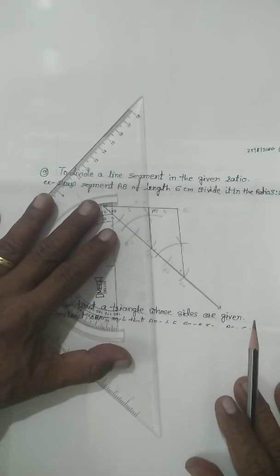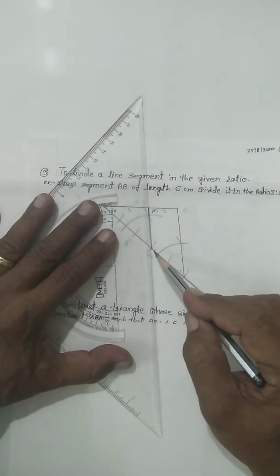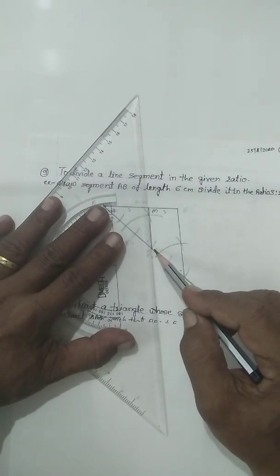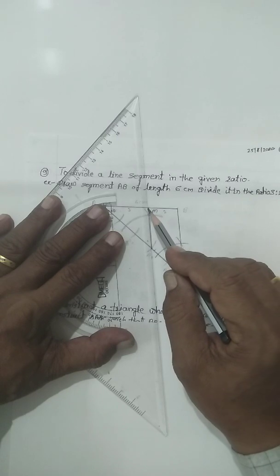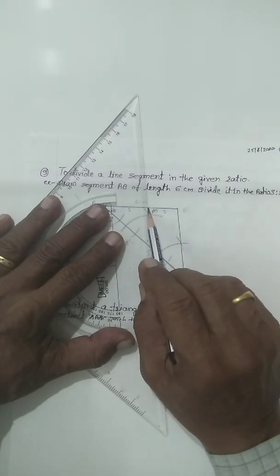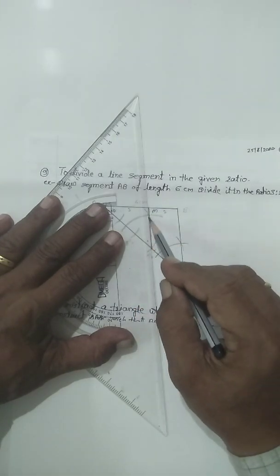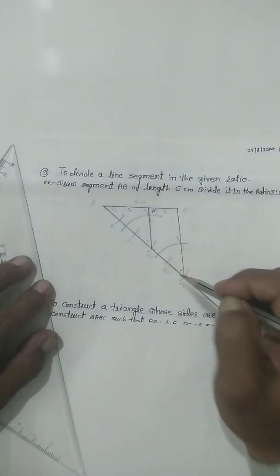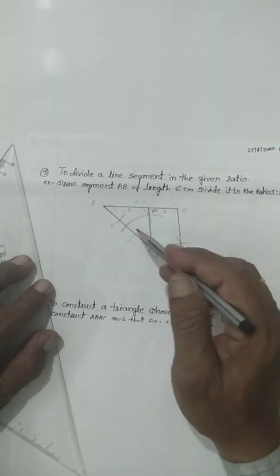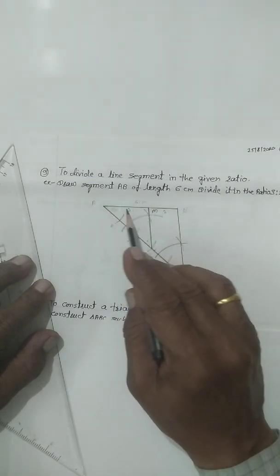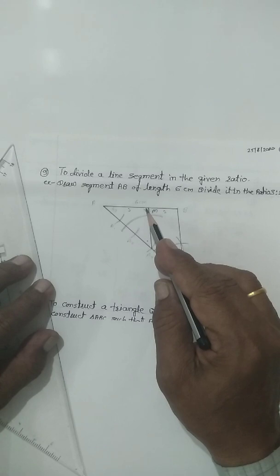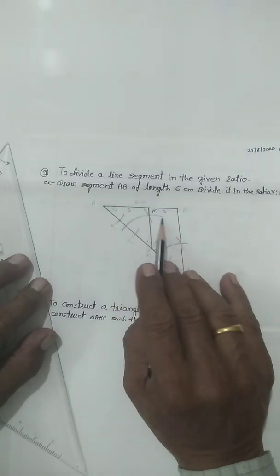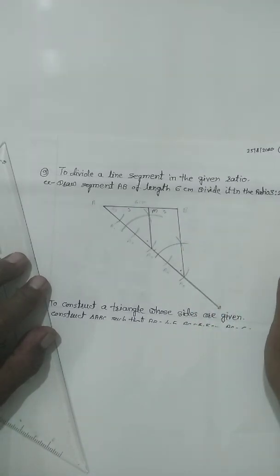Now draw the segment which starts from this A3. This segment intersects the segment AB at point M. In this way, these are the two parts and these are the three parts, 1, 2, 3. Means AM is the three parts and MB is the two parts. In this way we divide the given segment in the ratio 3:2.